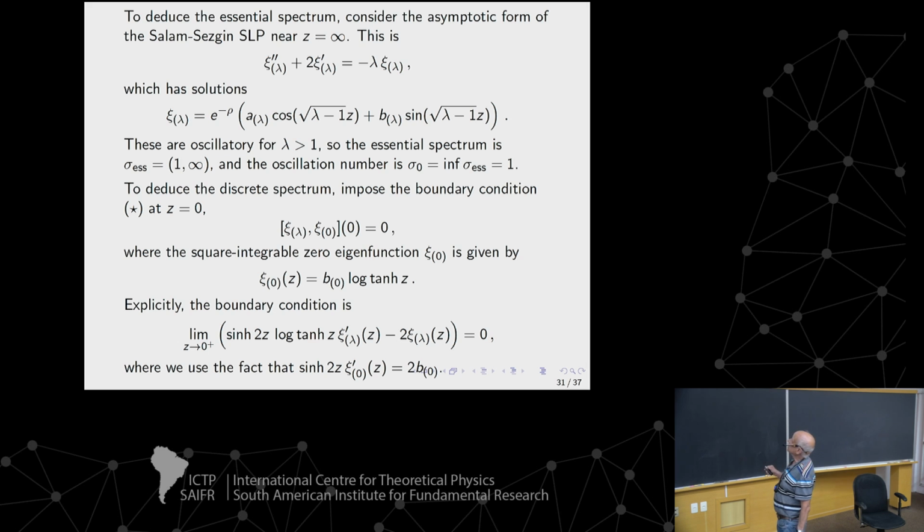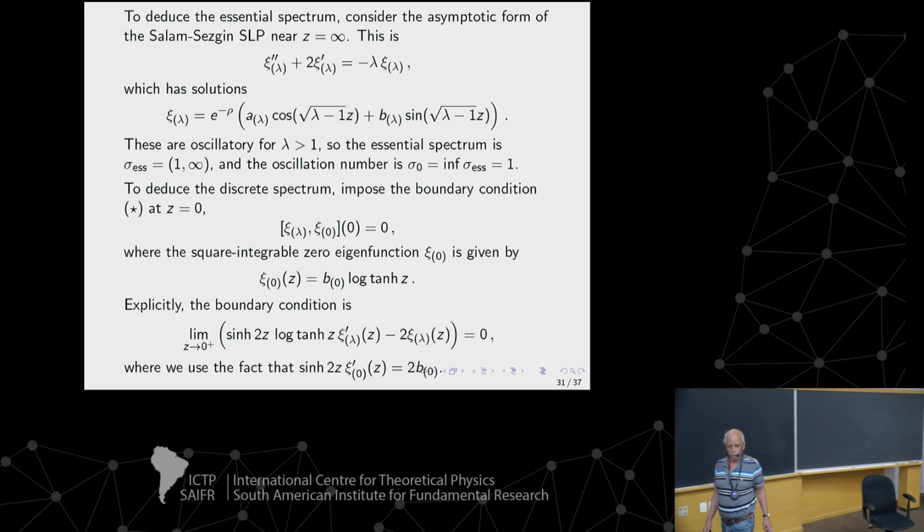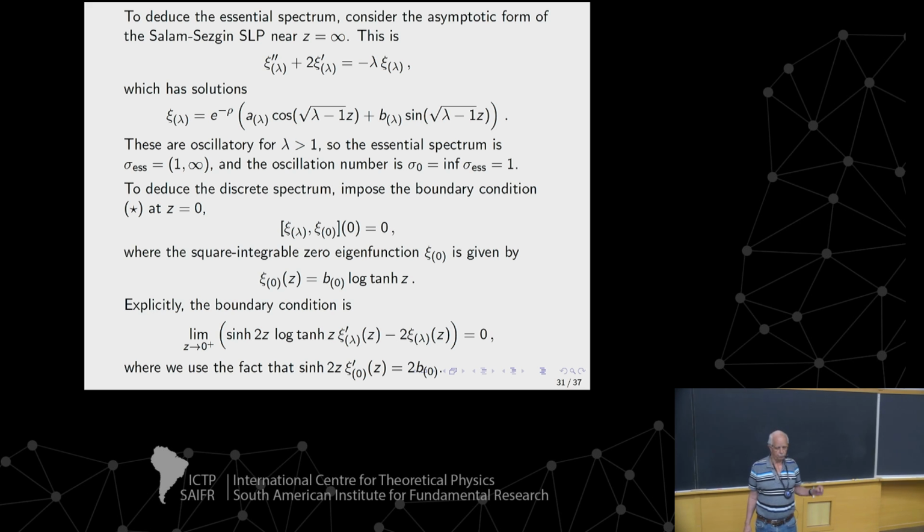To deduce the discrete spectrum, you look at the boundary condition, remember, called star at z equals 0. This bracket with the square root of the zero eigenfunction is given here, our old friend, C0. And the boundary condition given here is the Robin-type boundary condition. Okay, so that is Randall-Sundrum and Salam-Sezgin localization written in this language.